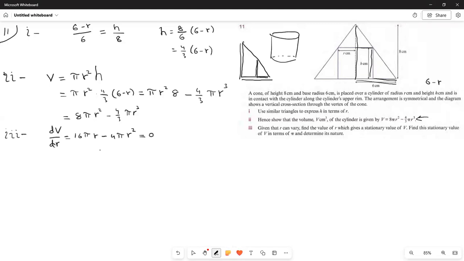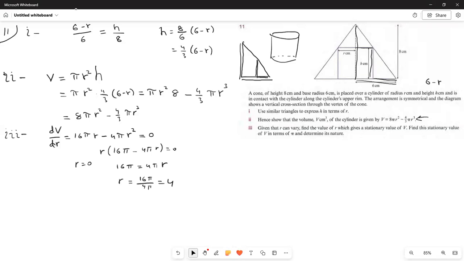If I take r common, it will become r times (16 pi minus 4 pi r) equal to 0. So one solution is that r is equal to 0, which of course we will not accept. The second one is 16 pi equal to 4 pi r, and from here, r is equal to 16 pi over 4 pi, which gives you 4. So at the stationary point, r is 4.